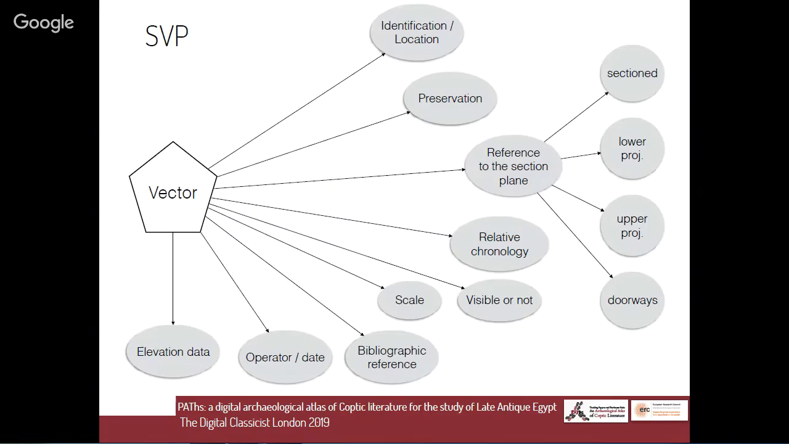What is this protocol about? This is about vectorization. So we take maps, plans already published, and we try to put these in the right place in the geographical context by georeferencing them, and then drawing on vectors, vectorizing.